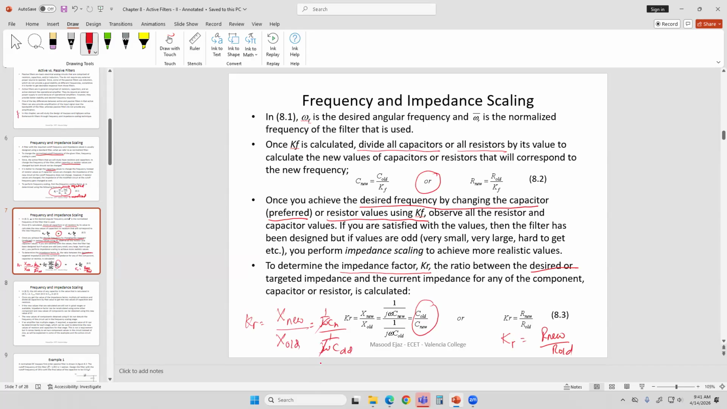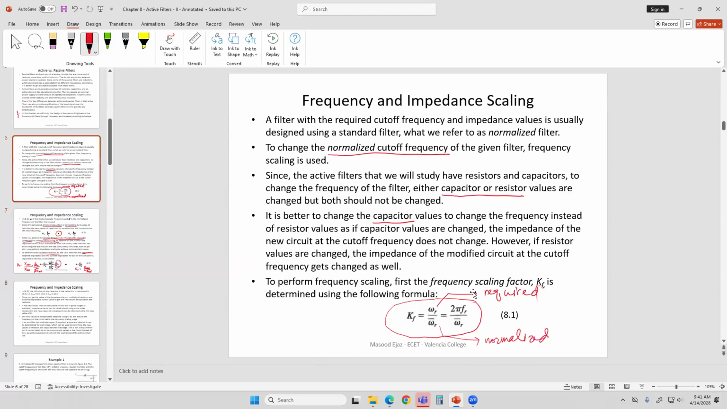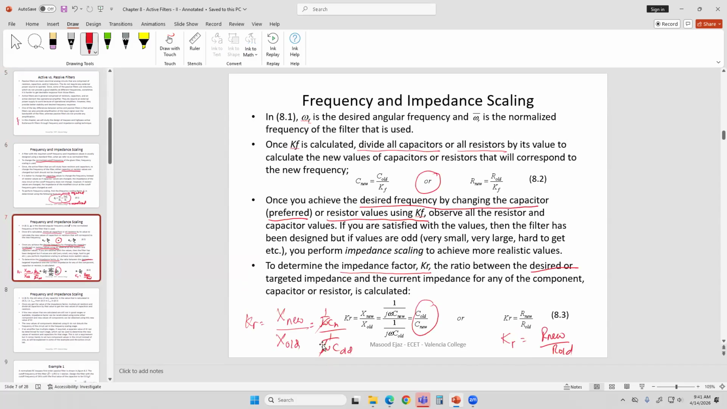But in general, it's easier for me to remember that for both Kf and Kr, we are looking for the new value on top, whether it is reactance or resistance, and the old value at the bottom, whether it's frequency, resistance, or reactance. So the ratio between the new and the old. It's easier than remembering R new over R old or C old over C new. Always go for new on top and old at the bottom: new frequency over old frequency.